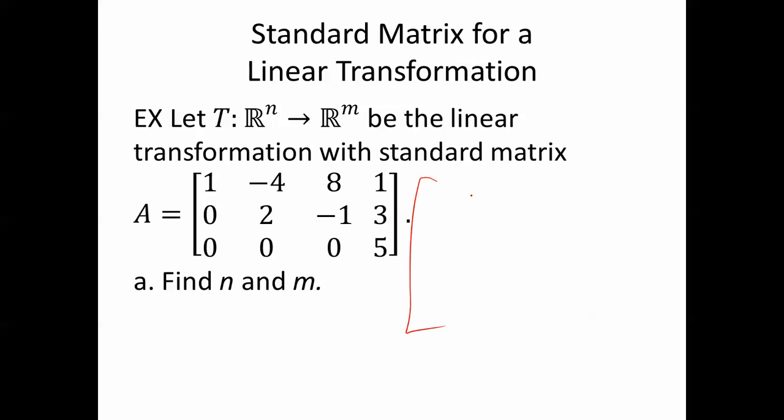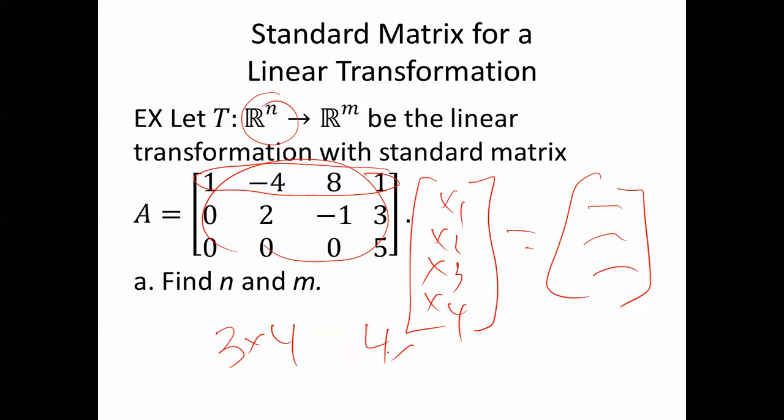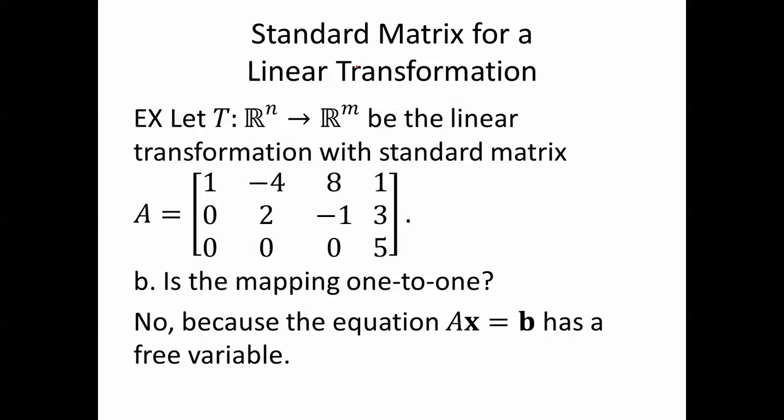Okay, well, let's ask ourselves, what vector would we need to multiply this matrix by in order to get something? This is 4-dimensional, so this matrix would have to be 4-dimensional as well. So it looks like you plug in a 4-dimensional vector, and you end up with a 3-dimensional vector. Because this is 3 by 4, and this is 4 by 1, so the result is going to be 3 by 1. So n equals 4, m equals 3. Is the mapping 1 to 1? No, because the equation Ax equals b has a free variable.